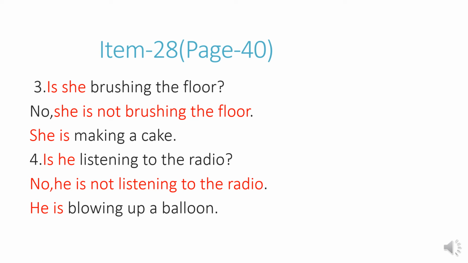Okay, so blowing up a balloon, this extension is already given. The gaps are about he and is, so you have to put the correct pronoun he and the correct auxiliary verb is. That's it. So let us go through once again. Is he painting a picture? No, he is not painting a picture, he is driving a bus.